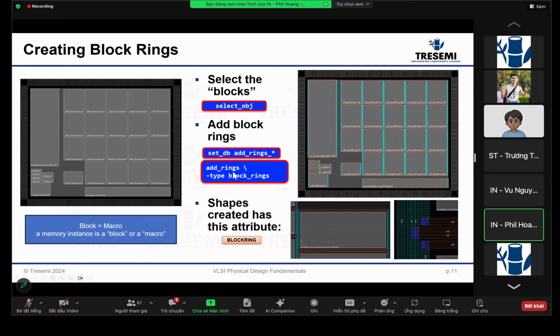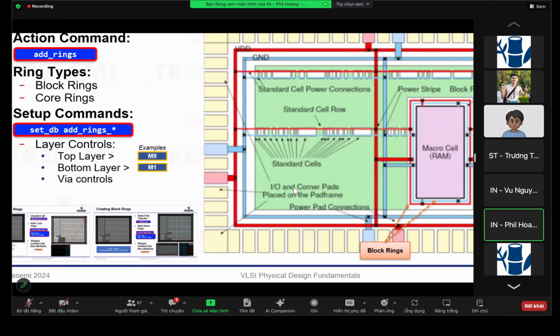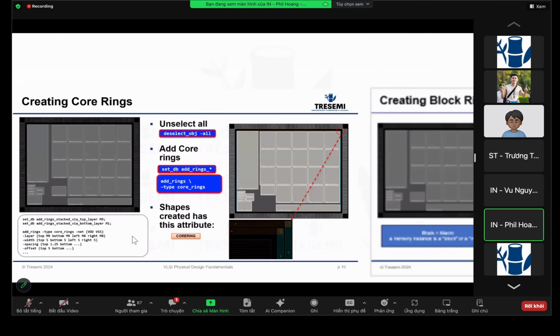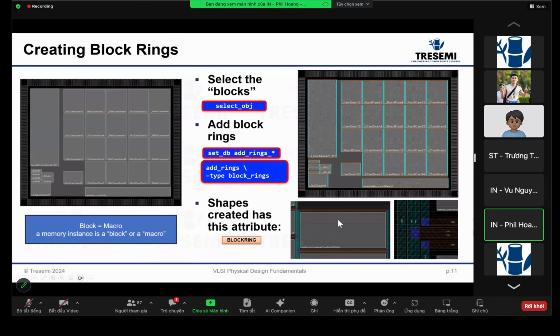And then you use a command called add rings, and I forgot to mention the type is called block ring. If you see over here, I forgot to mention this is the type core ring. So you have block ring and core ring. And then it will build a ring around each macro, similarly to the core. It's spaced from the macro. This is VDD, this is VSS, and you can see the VDD and VSS. There's some smart sharing in between adjacent macros.